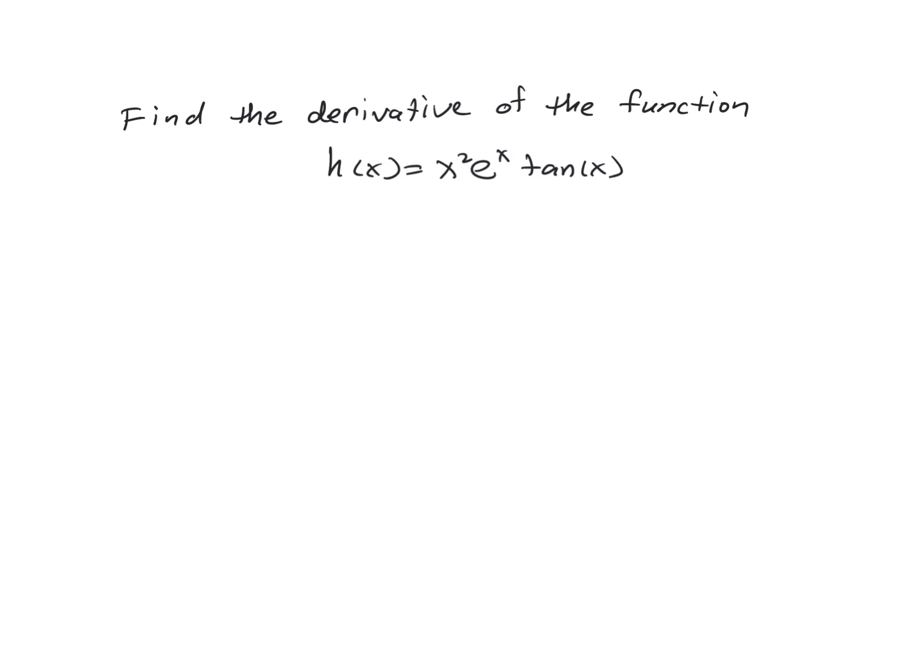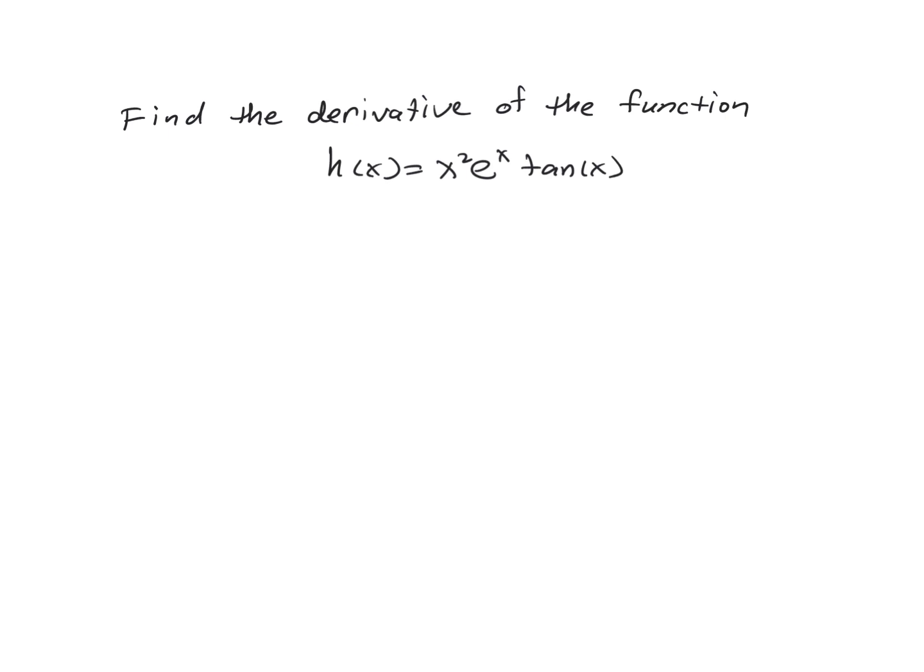Okay, so for this problem, we want to find the derivative of this function h of x, which is x squared times e to the x times tangent of x. And this is a product rule, but in fact, it's actually what I refer to as a triple product rule because you have three functions being multiplied, which cannot be consolidated down to just a simpler expression.